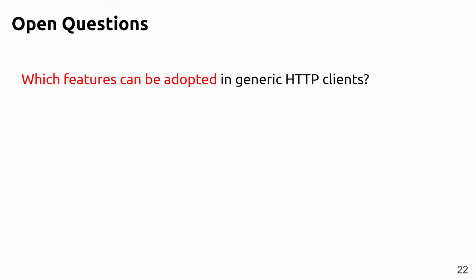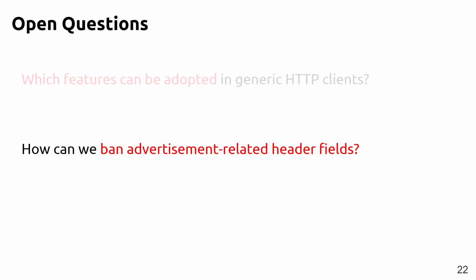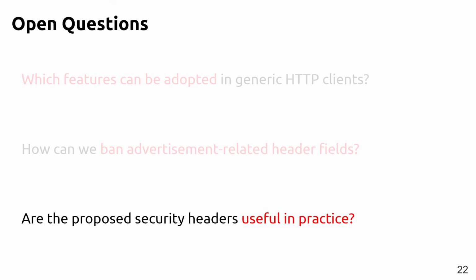However, the more comprehensive use of existing header fields and our proposals introduce open questions that have not yet been answered, such as which features can be adopted in generic HTTP clients. Another open question is, how can we ban advertisement-related header fields? And finally, are the proposed security headers useful in practice?